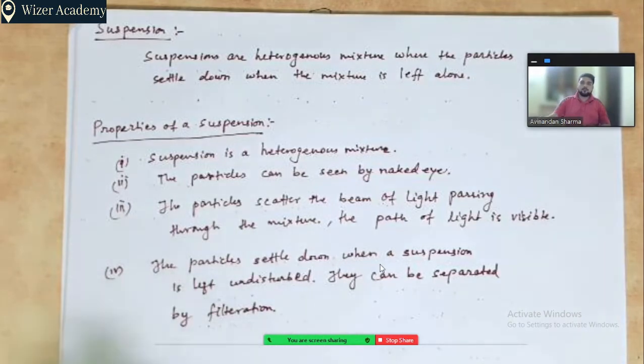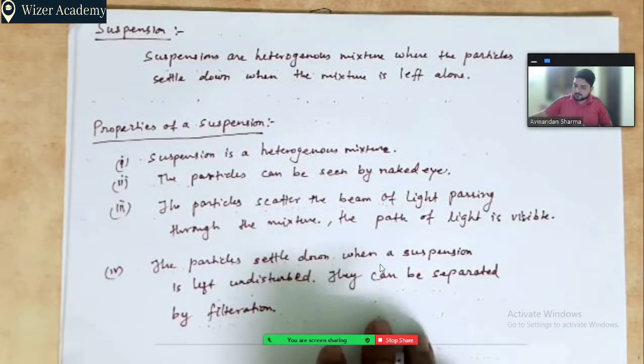Till now we have understood about two types of mixtures. The first one is solution, which is a homogeneous mixture where the particles are very small and completely dissolved in a solvent. And the second we have discussed is suspension, in which the particles are much heavier and they scatter the beam of light, and the particles settle down when the mixture is left undisturbed.